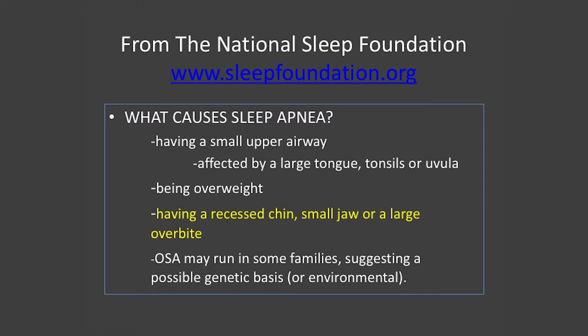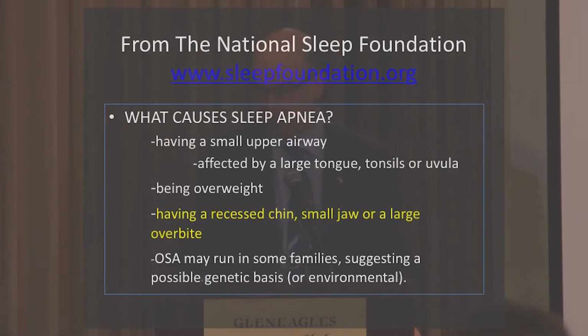Now that sounds like something that might be on an orthodontist website. If you have a recessed chin, a small jaw, or large overbite, you might be a candidate for orthodontic treatment. You also might have sleep apnea. OSA may run in some families, suggesting a genetic or certainly environmental component. So if you're treating an adult with sleep apnea, it's likely that their children will also be likely to develop it maybe later in life. So refer those patients for an evaluation, the children.